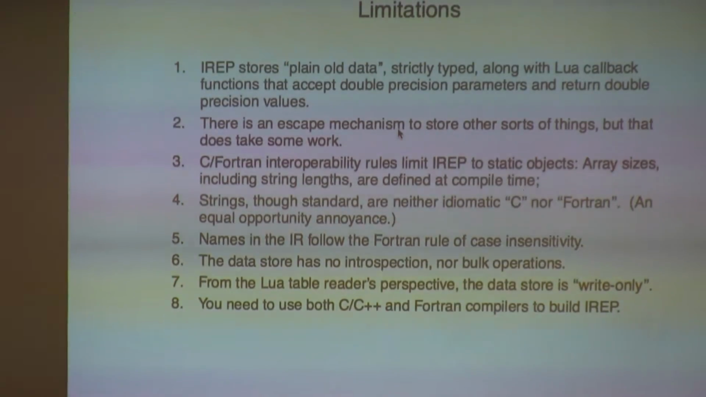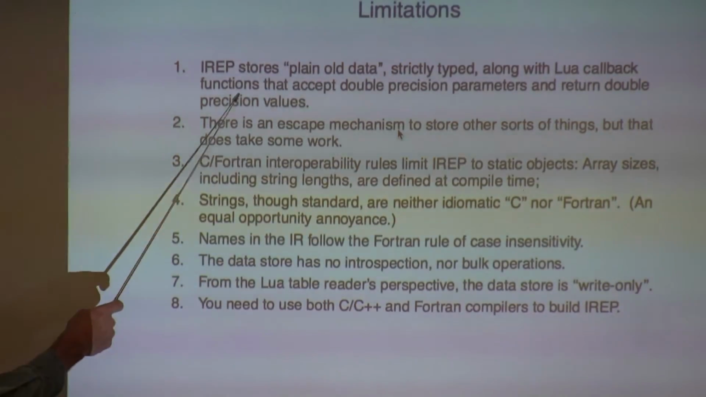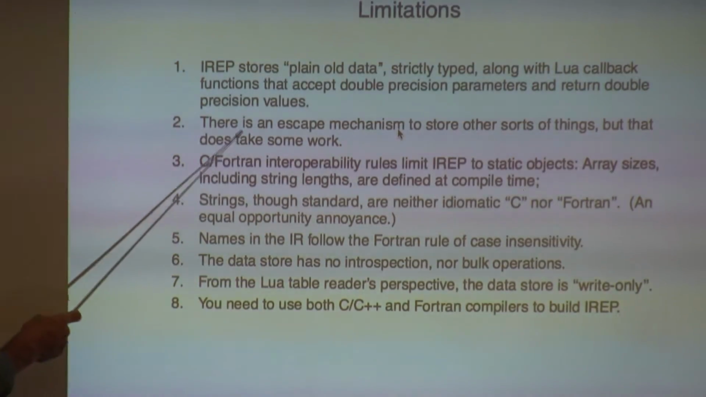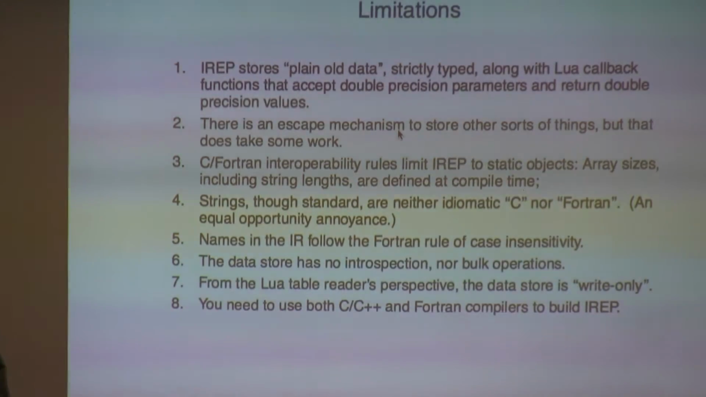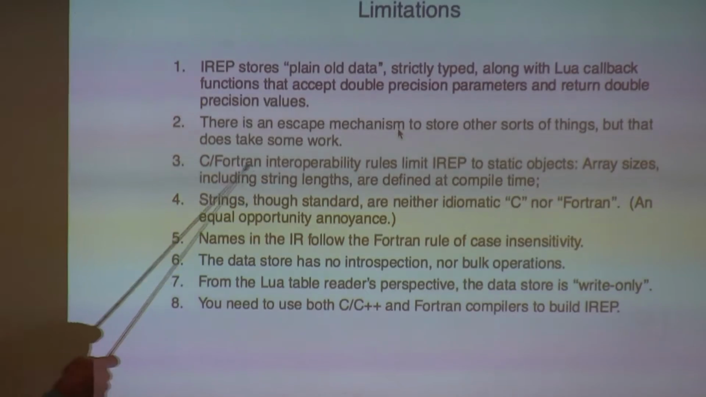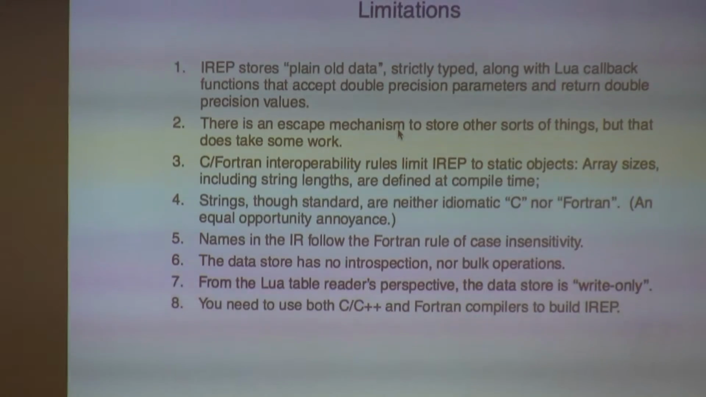All right, it has some limitations. It stores plain old data, along with callback functions in our case. There's an escape mechanism built in that allows you to store other sorts of things, but it takes a little knowledge of what you're looking for and how to set it up and store it in the back end. C-Fortran interoperability rules limit IREP to static objects. In particular, array sizes, including string lengths, are defined at compile time. That's good enough for most program configuration, but obviously not good enough for arbitrary kinds of implementation.